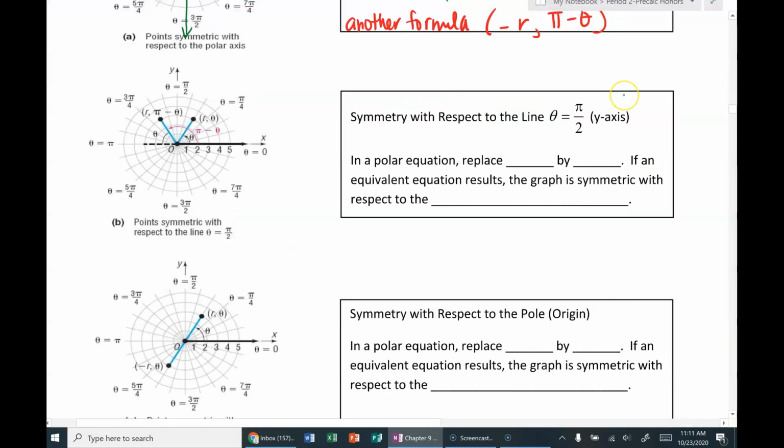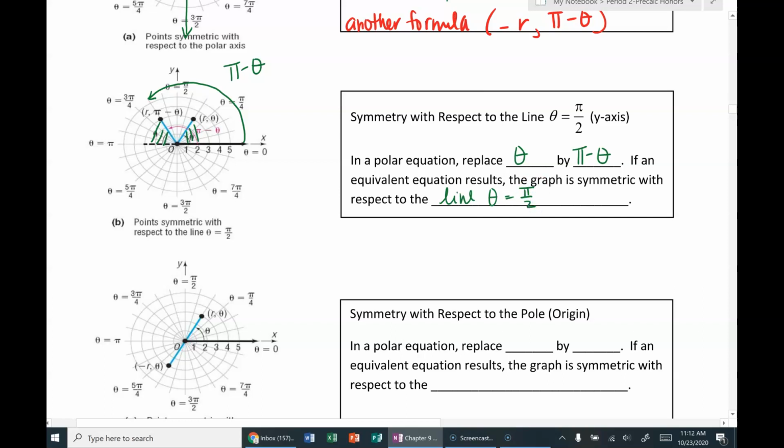Symmetry with respect to the line theta equals pi over 2, aka the y-axis. If we have something in quad 1 and we want to reflect it over the y-axis, now it's in quad number 2. If we have something in quad 4, it would be in quad 3. So again, all we have to do is end in quad 2, and these right here are the reference angles. They have to be exactly the same. So we take pi minus the reference angle, and we do want to be in quad 2, so the radius maintains a positive measurement. What we want to say is take out the theta and replace it with pi minus theta. If an equivalent equation results, the graph is symmetric with respect to the line theta equals pi over 2.